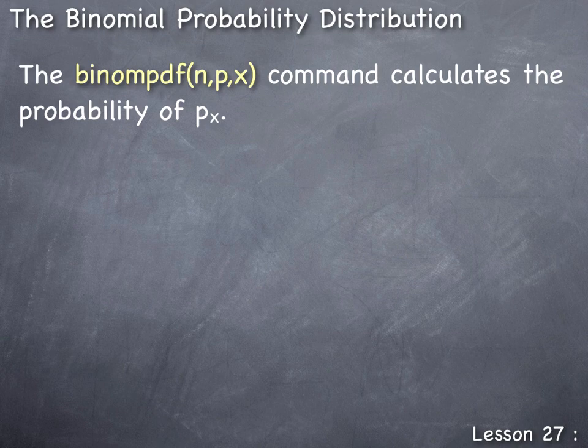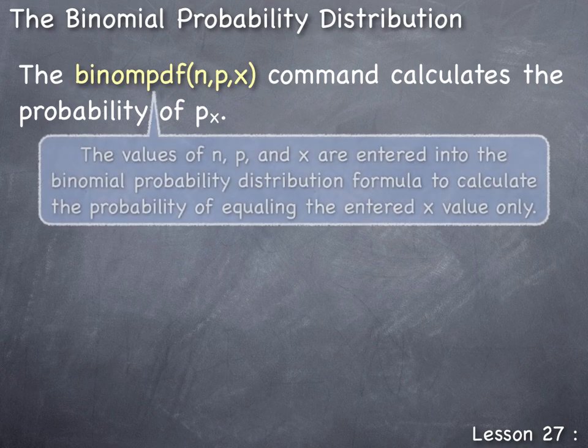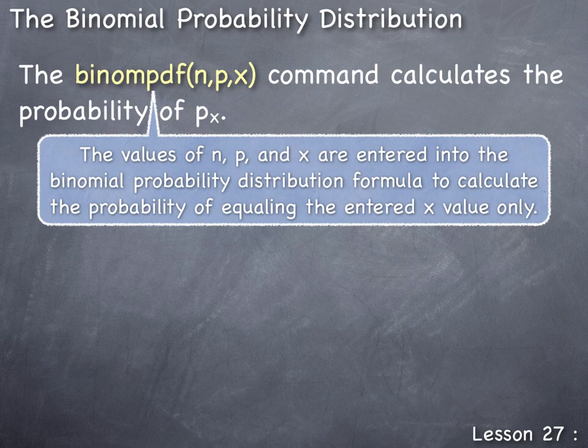And the way it works is you have to enter the three values, the n and p and x, into the calculator in this specific order. N always goes first, p goes second, and x goes third, separated with commas. And the calculator will take those values of n, p, and x that are entered into the binomial probability distribution formula and use them to calculate the probability of equaling the entered x value only.